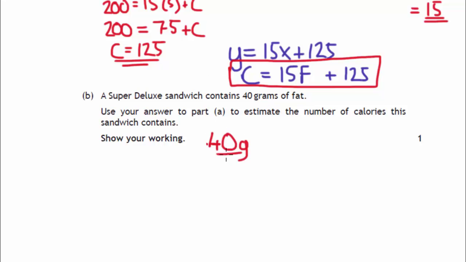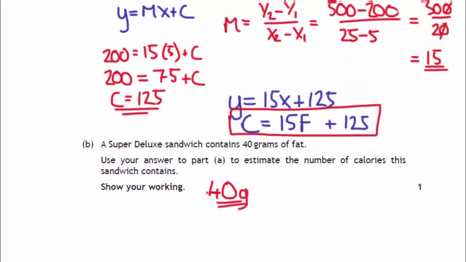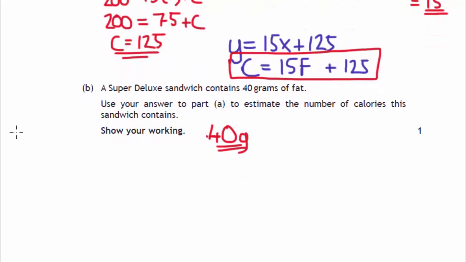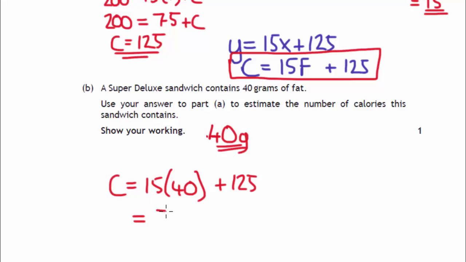And then they're asking you, well, there's 40 grams of fat, so just write that. 40 grams of fat, so let's try and work out the number of calories. So essentially what we're working out here is we're just going to say, well, c equals 15 times 40 and then plus 125, and that equals, obviously take your time because this is a paper one, so this is non-calculator, but this equals 725 calories.